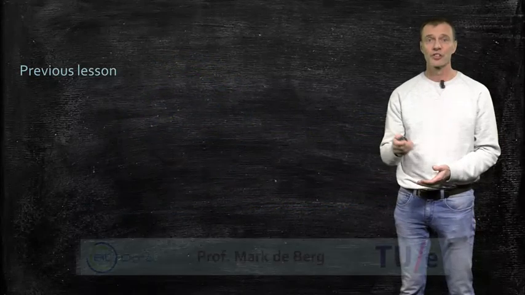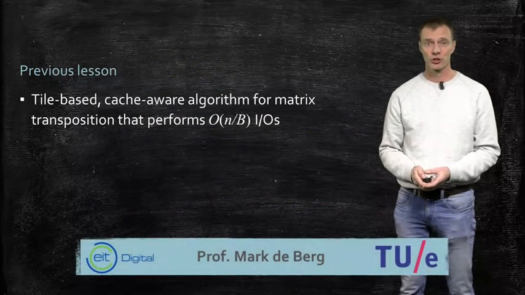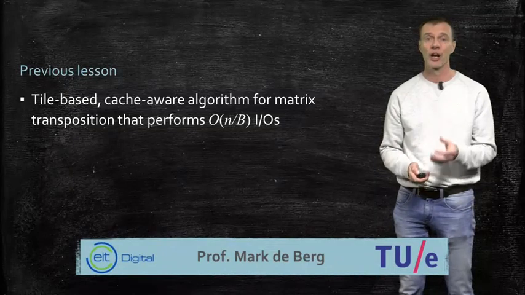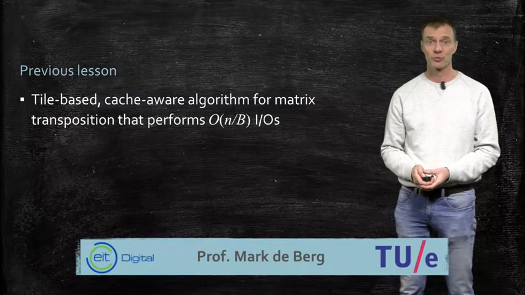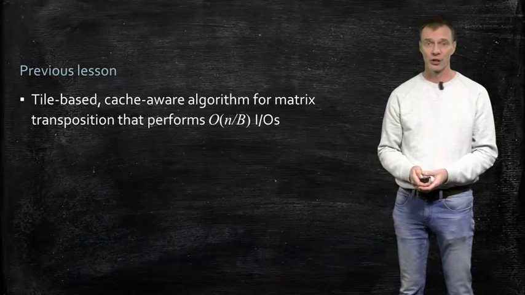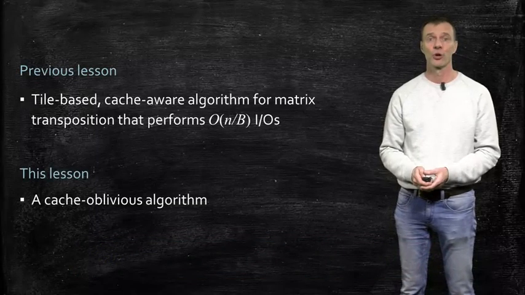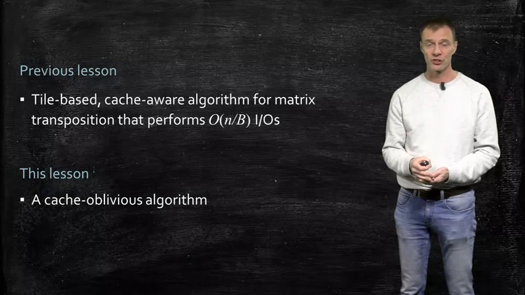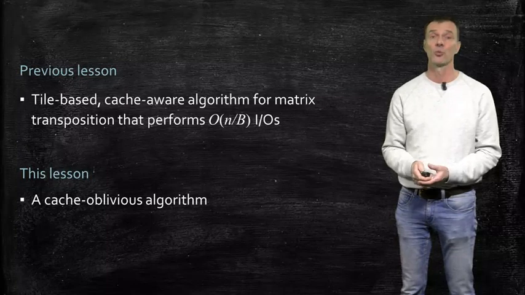Okay, in a previous lesson we looked at the matrix transposition problem and we gave a cache-aware algorithm that performs this matrix transposition using only n divided by b IOs. In this lesson we're going to develop a different algorithm which is cache oblivious and achieves the same IO performance.